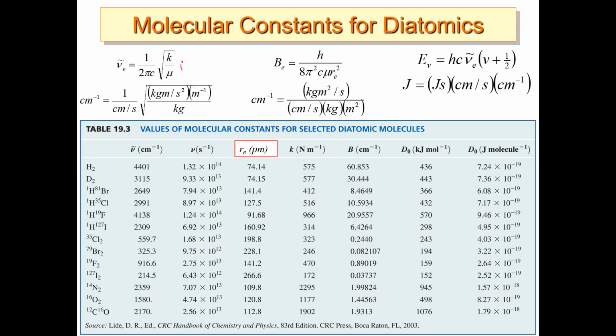Well, k is in newtons per meter. This is a newton here, and this is a per meter. And then the reduced mass is in kilograms. So the kilograms cancel. The meter cancels this meter. I end up with the square root of 1 over second squared. So I end up with 1 over seconds on the top and 1 over seconds on the bottom. And so that's going to cancel, and I'm left with inverse centimeters.